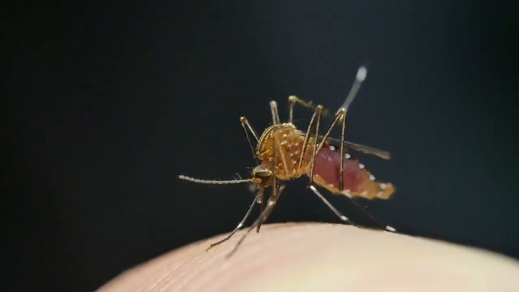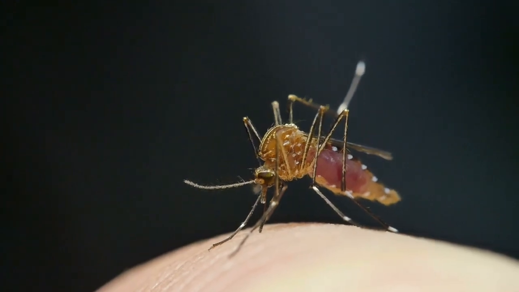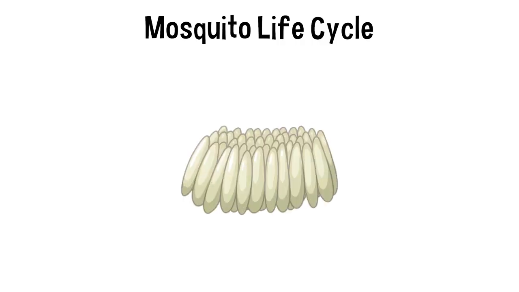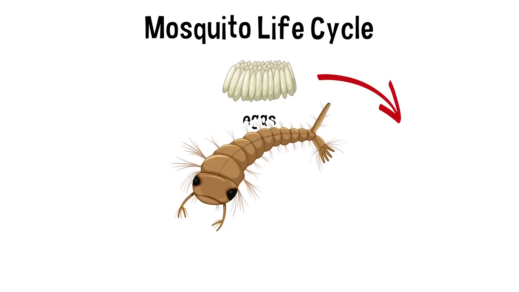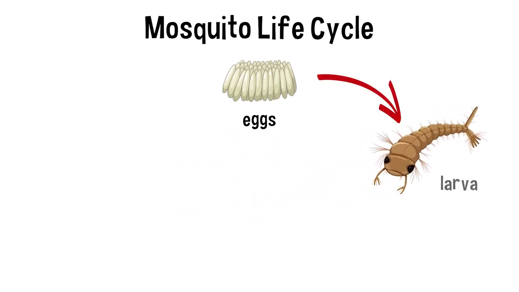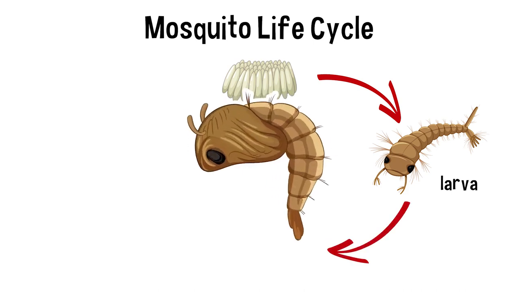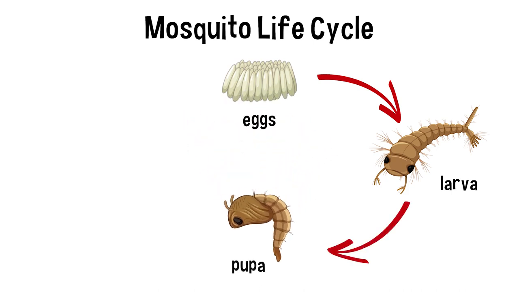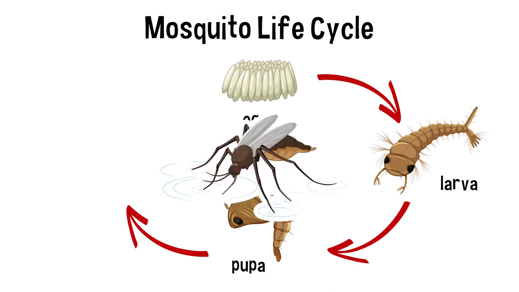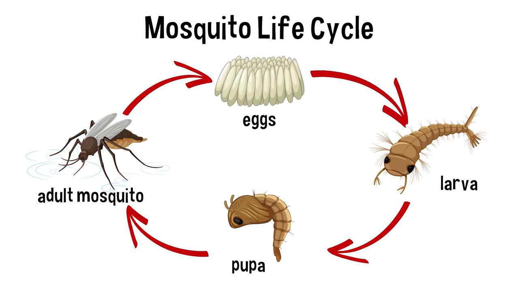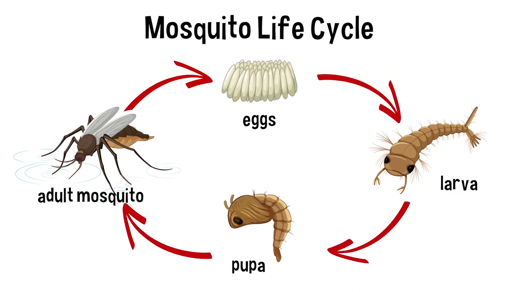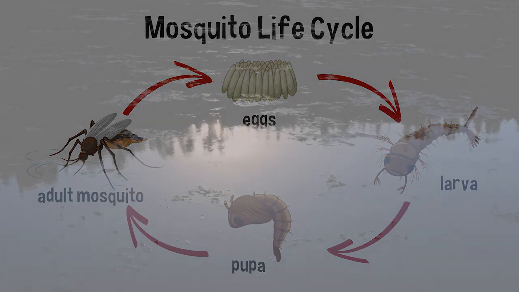There are around 3,000 different species of mosquitoes that all undergo the same 4-stage life cycle: egg, larva, pupa, and adult. In all species, the larva and pupa stages are aquatic.